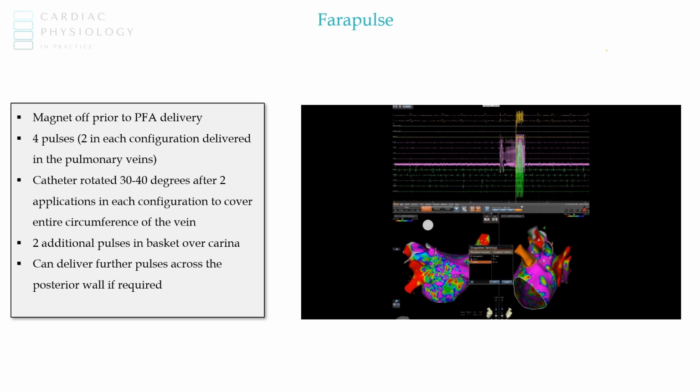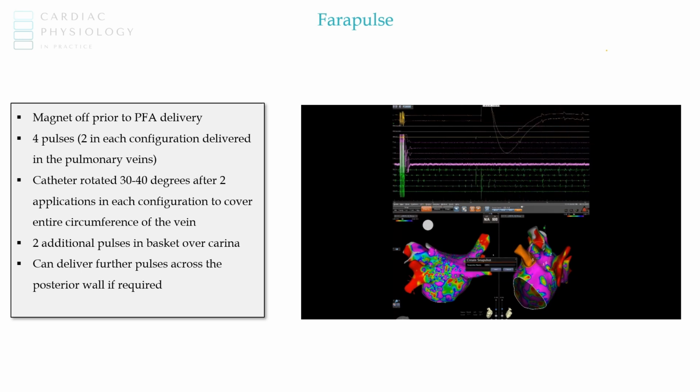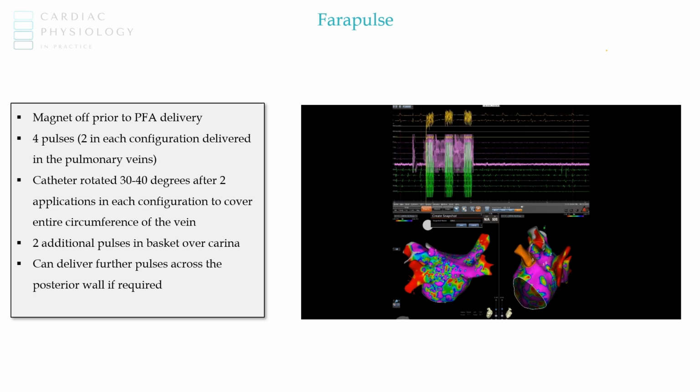Our clinical practice at the moment is to give 4 pulses in total for each vein, so 2 in each configuration in each of the pulmonary veins. Between each of these 2, we usually rotate the catheter at least 30 to 40 degrees to cover the entire circumference of the vein. Our clinical practice at present is also to give 2 additional pulses in basket over the carina, and in patients with persistent atrial fibrillation, further pulses to isolate the posterior wall can also be considered.